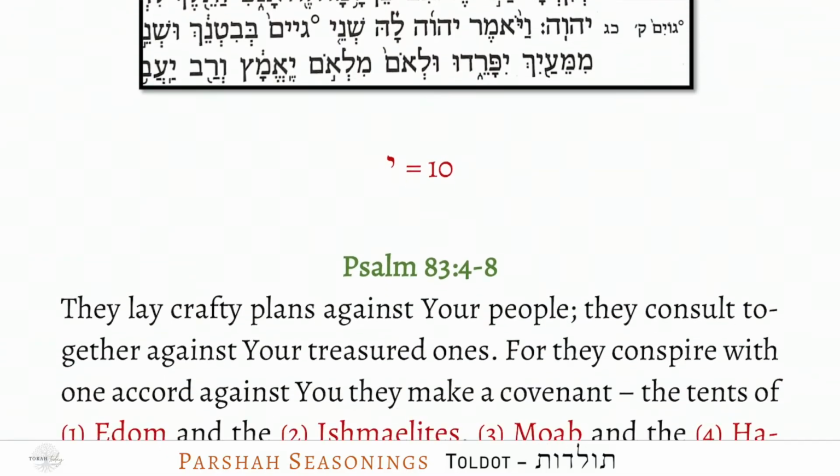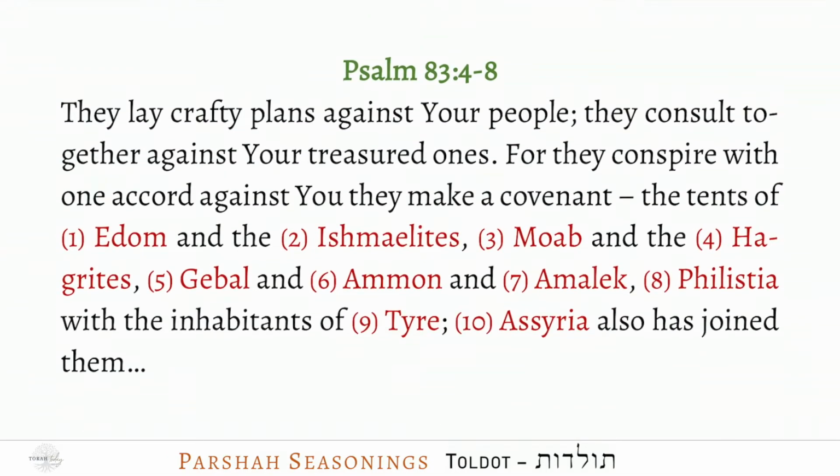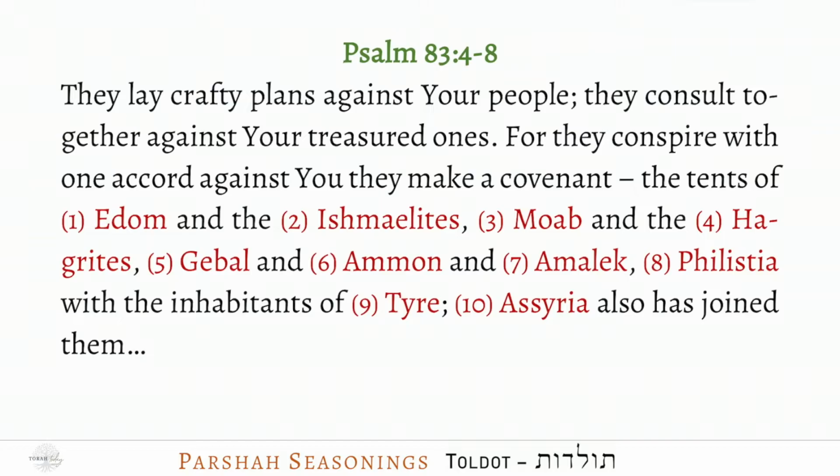In Psalm 83, verses 4 through 8, there's this amazing passage which talks about Israel's enemies. And this is what it says. They, these enemies of Israel, lay crafty plans against your people. They consult together against your treasured ones, for they conspire with one accord against you, and they make a covenant. The tents of Edom. Now, let's stop here for a moment.